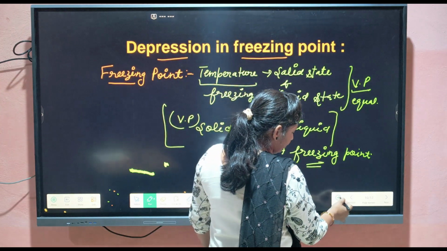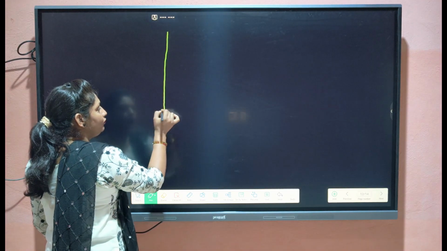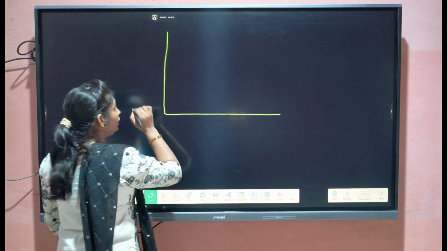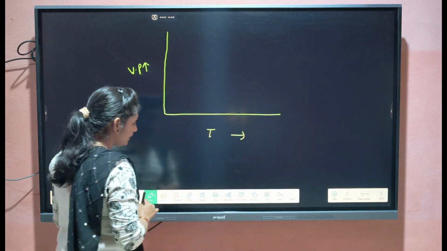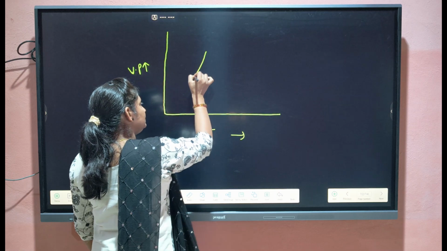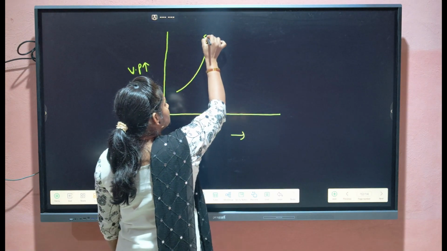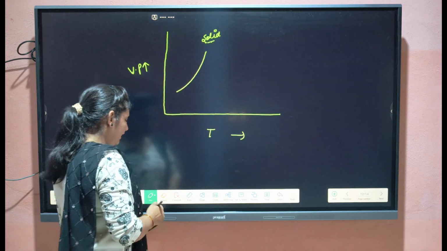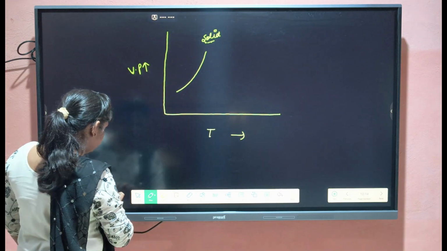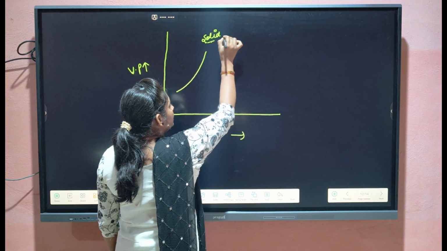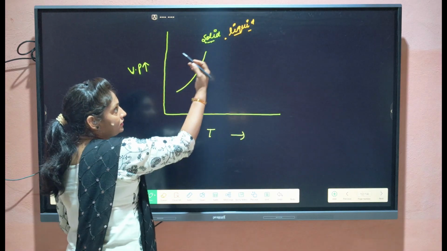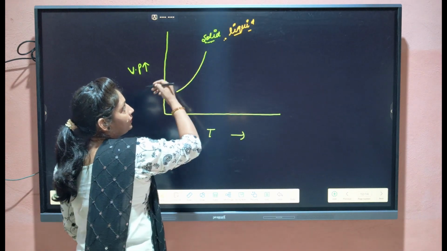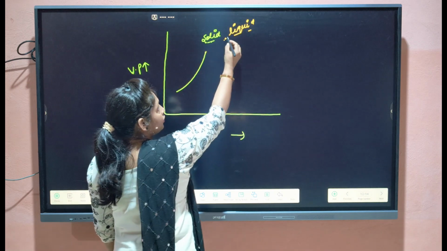I will make you understand with the help of a diagram. So we will understand it with the help of a graph. We will draw a graph of vapor pressure versus temperature. Let us consider this is the graph for vapor pressure of the solid and this is the vapor pressure of the liquid state of that substance. You know very well, vapor pressure of liquid is always greater as compared to vapor pressure of the solid, because they can produce more vapors.